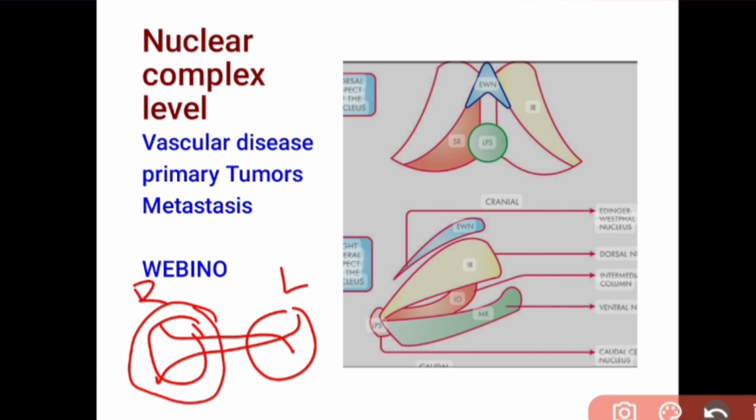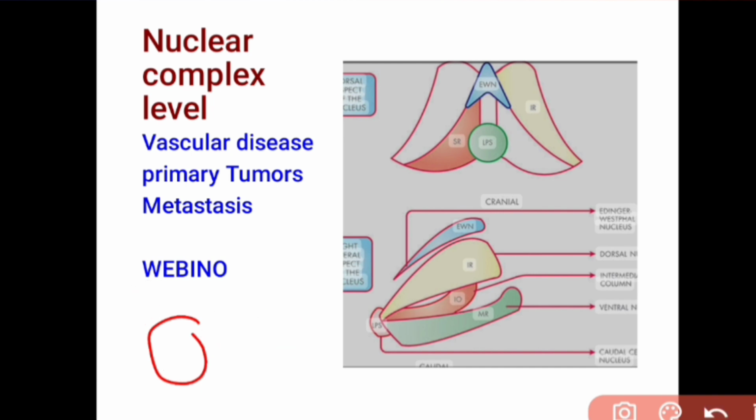So this is how you can locate the lesion to nuclear level. The causes here can be vascular diseases, or there can be primary tumors affecting the nuclear level, or it can be secondary to metastasis.